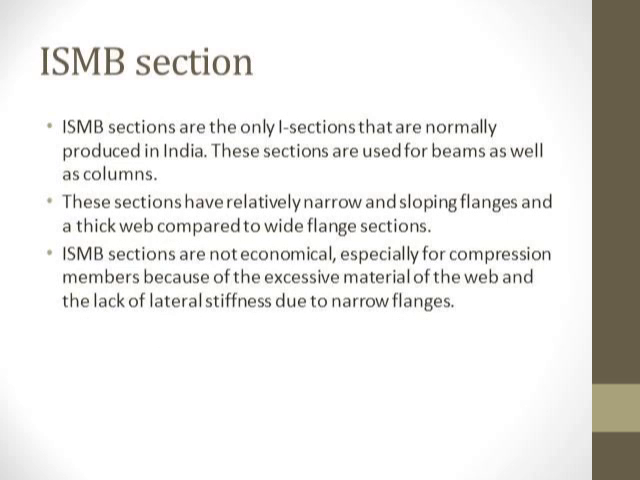These sections are used for the beams as well as the columns, and these sections are relatively narrow, with sloping flanges and a thick web compared to the wide flange section. ISMB sections are not economical, especially for the compression members, because of the excessive material in the web and the lack of lateral stiffness due to the narrow flanges.